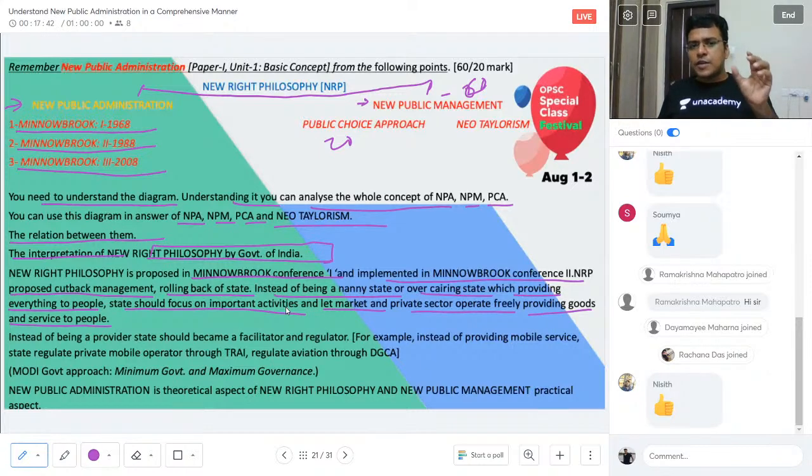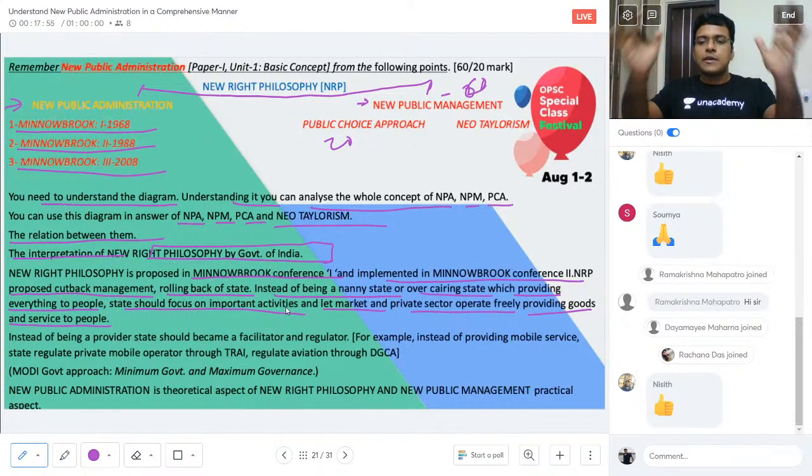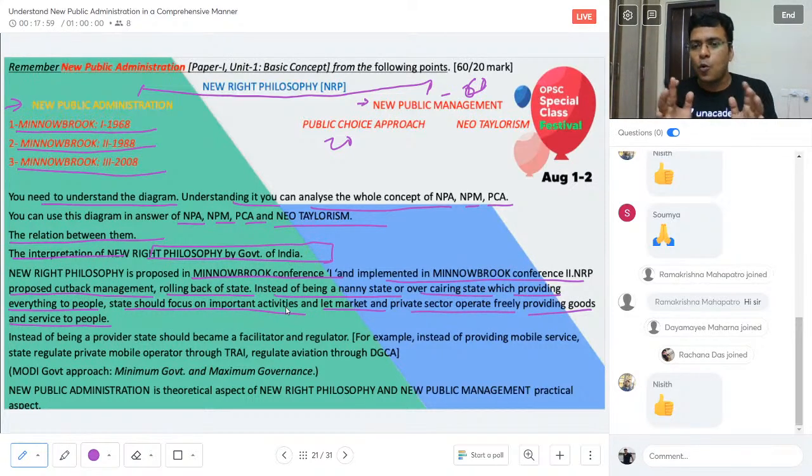And remember, this concept is linked with public choice. If you understand the new right philosophy, you understand everything. It is the most important concept, new right philosophy. That means before new right philosophy, the state was everything. The state was giving you everything. But new right philosophy said no.